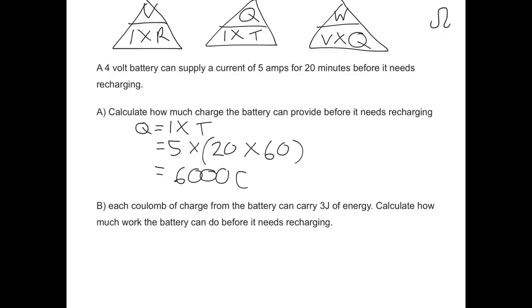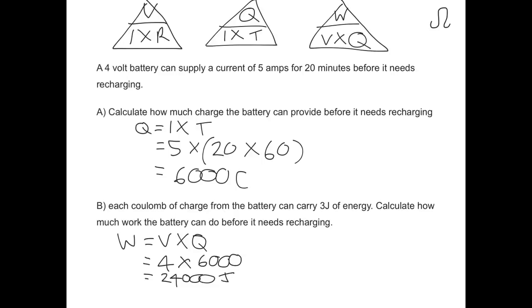B, each coulomb of charge from the battery can carry 3 joules of energy. Calculate how much work the battery can do before it needs recharging. Okay, so for part B, you're going to use the formula W equals V times Q. Okay, V has been given as 4, and Q is something that I just worked out, which is 6,000. So what's 4 times 6,000? Well, it is 24,000. And work done is measured in joules. So there's the answer right there.